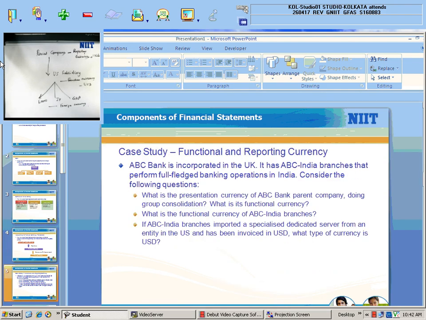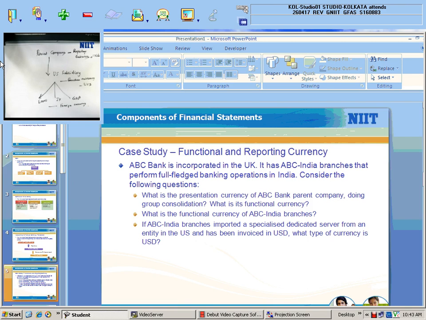So you look at a case study to understand this. ABC Bank is incorporated in the UK. That's a Standard Chartered Bank or a Barclays Bank, which is incorporated in the UK. It has ABC India branches that perform full-fledged banking operations in India. So Barclays Bank or Standard Chartered Bank, they have full-fledged branches in India who are doing banking operations in India.